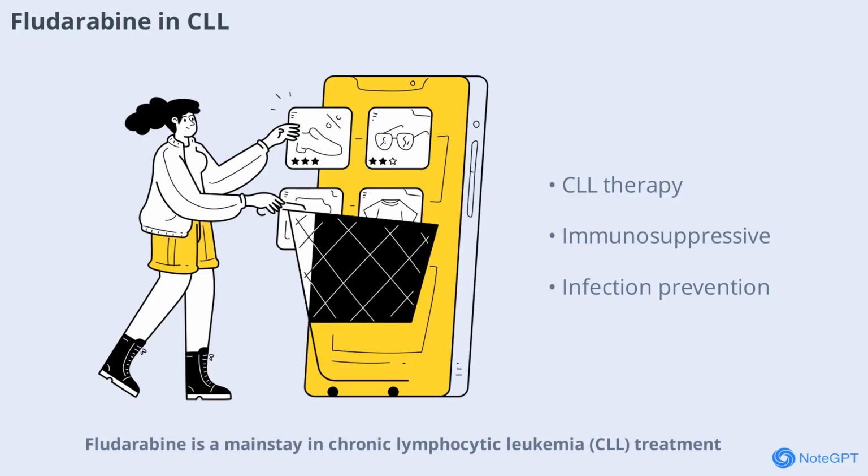Fludarabine is a mainstay in chronic lymphocytic leukemia (CLL) treatment. It's effective at inducing remission but is also highly immunosuppressive. Patients need close monitoring for infections and may require prophylactic antibiotics and antivirals during therapy.